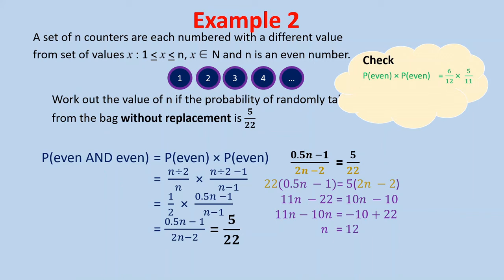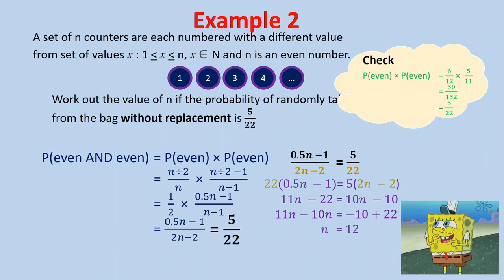If I multiply that through numerator times numerator, 6 times 5 is 30, and denominator times denominator, 12 times 11 is 132, I get 30 over 132, which is not 5 over 22. However, this obviously can be simplified. 30 and 132 can both be divided by 6, and that gives me the 5 over 22. So again, although it's not always necessary to do the check, it definitely is gratifying to see that your answer does make sense. So well done.